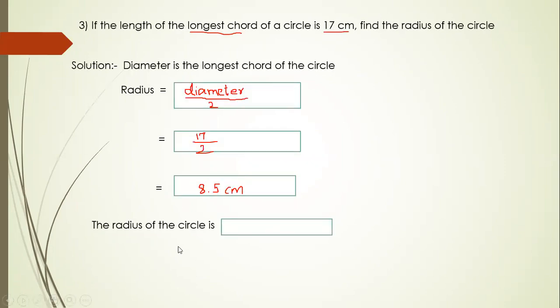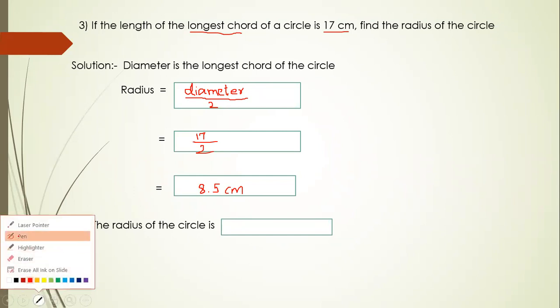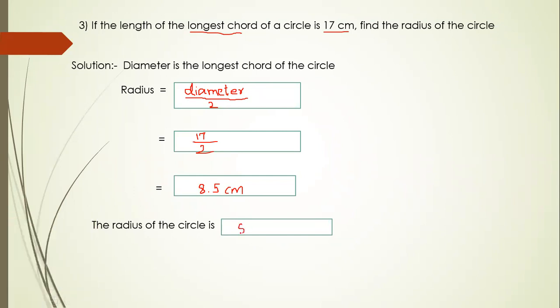Okay. The radius of the circle is here. Over here, you have to write the final answer, what you have got. So we got 8.5 centimeter, right? So here we will write 8.5 centimeter. Keep in mind, writing of a unit is equally important. In the sum, it is given as 17 centimeter. So in our final answer, we must write centimeter. Therefore, the radius of the circle is 8.5 centimeter.